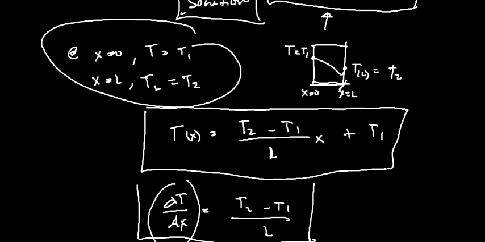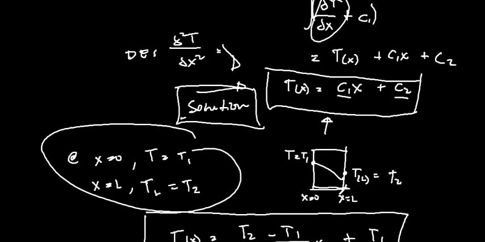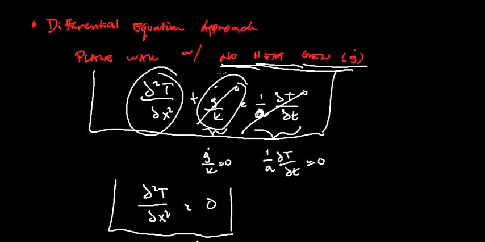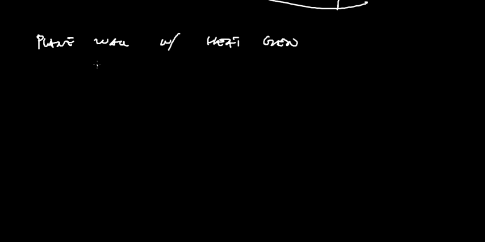Now, if we have a plane wall with heat generation, going back to our equation, this is our general 1D equation. We canceled this out last time because our condition was that the plane wall has no heat generation. But if we have heat generation, then we will retain this part. Now we have the second derivative of T with respect to x plus the heat generation over k equal to, and we cancel this out now because we are only dealing with heat generation. So let's assume that this is negligible or zero.